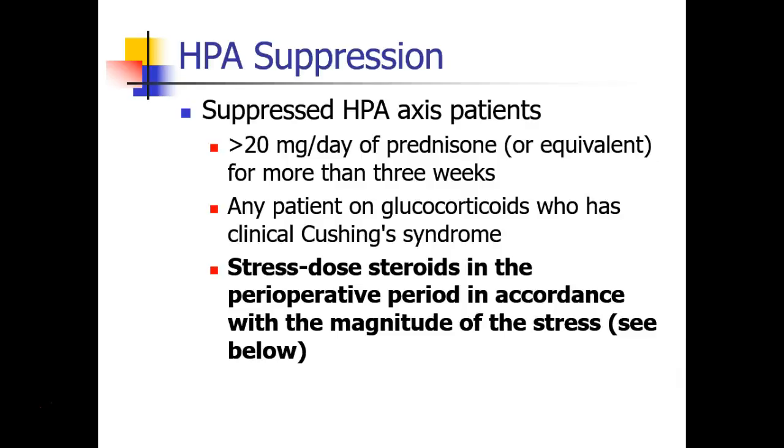On the other hand, we have patients who are almost certainly suppressed. These are patients on high doses of steroids. So for example, more than 20 milligrams a day of prednisone for more than 3 weeks, or any patient who's taking any steroids if they have clinical signs of Cushing syndrome, which we'll show in a few minutes. And these patients should get stress dose steroids in the perioperative period. And how that's done, we'll discuss in a couple slides. Again, let me emphasize, the purpose of stress dose steroids is to prevent the patient from having cardiovascular collapse due to their inability to mount an adequate stress response.